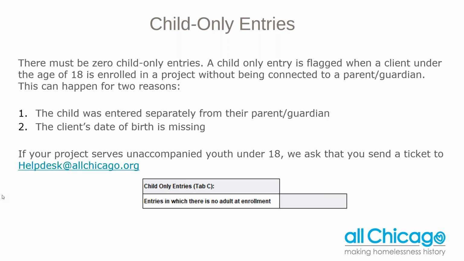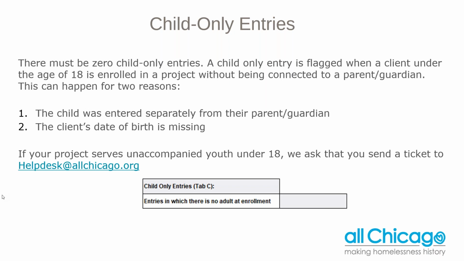Okay, the next thing we'll be looking at is child-only entries. This particular field is also located on the main data quality report out of Business Objects. There must be 0 child-only entries in your project. A child-only entry is flagged when a client under the age of 18 is enrolled in the project without being connected to a parent or guardian.